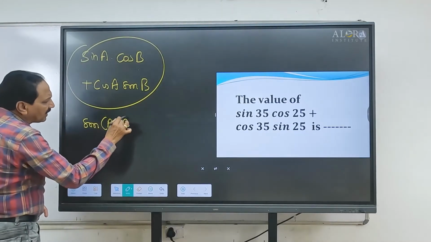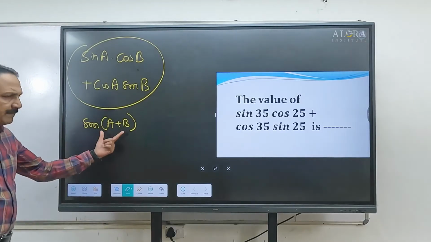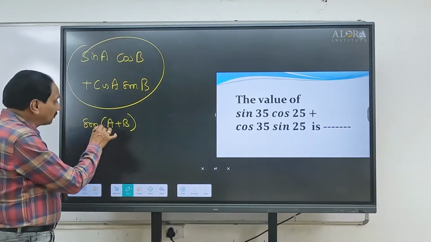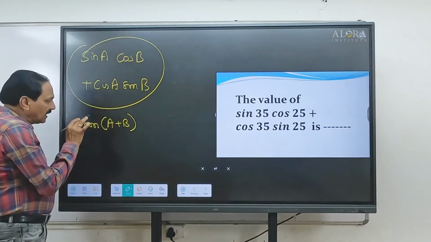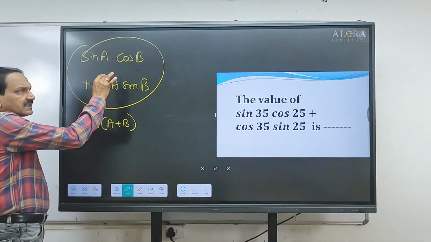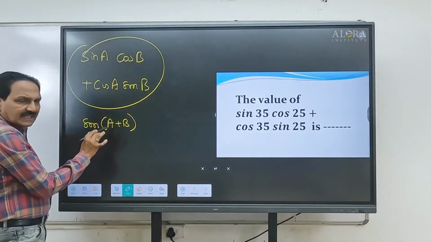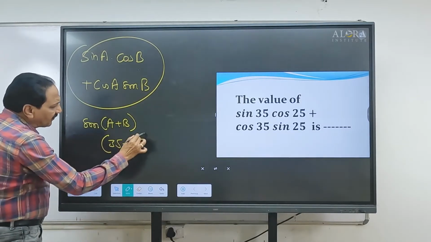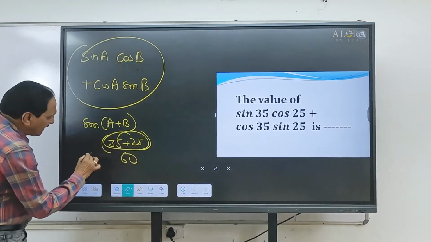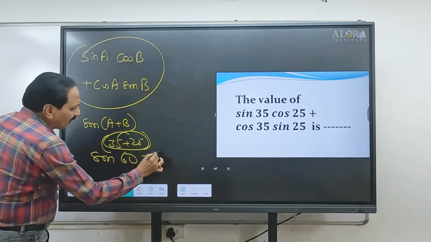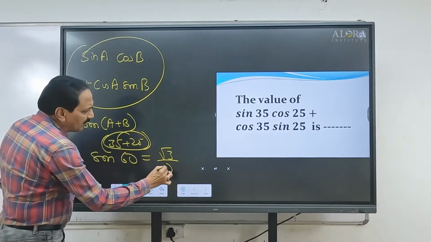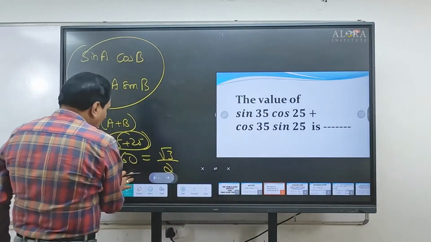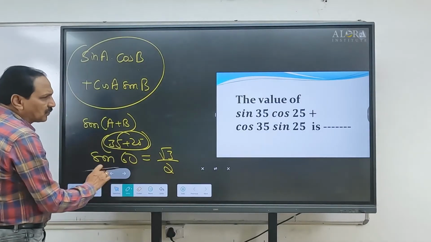Suppose if you remember the trigonometric formula, immediately you can make out that this is the formula for sin A plus B. So this is your LHS, this is your RHS. If LHS is given, you can write the RHS. If RHS is given, you can write the LHS. So what is A plus B here? A is 35 degree and B is 25 degree. Total it is 60 degree. That means you will get sin 60. What is sin 60? Root 3 by 2. Finished. So the answer is root 3 by 2.